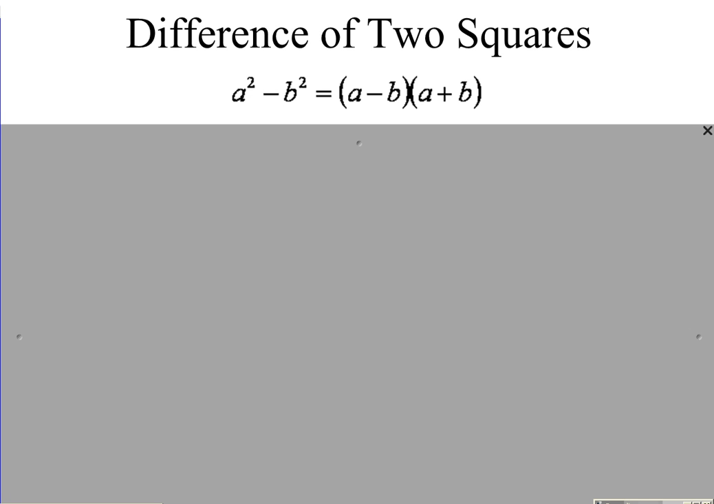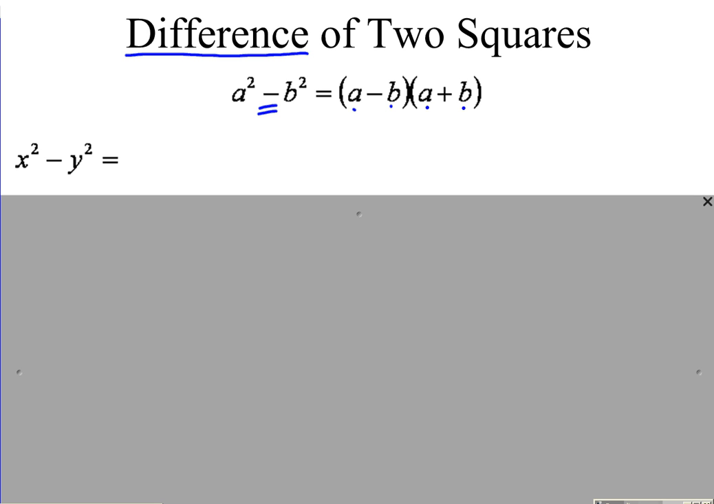The difference of two squares. Anytime we have two perfect squares that are combined only by a subtraction, notice this is a difference of two squares, so it must be a subtraction. It always factors into square root of the first thing minus square root of the second thing, times square root of the first thing plus square root of the second thing.